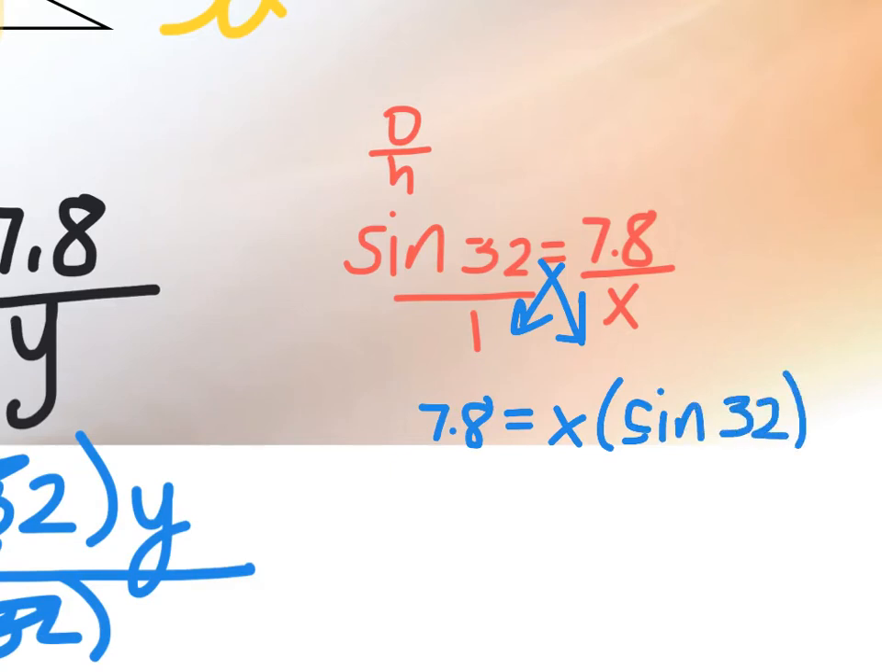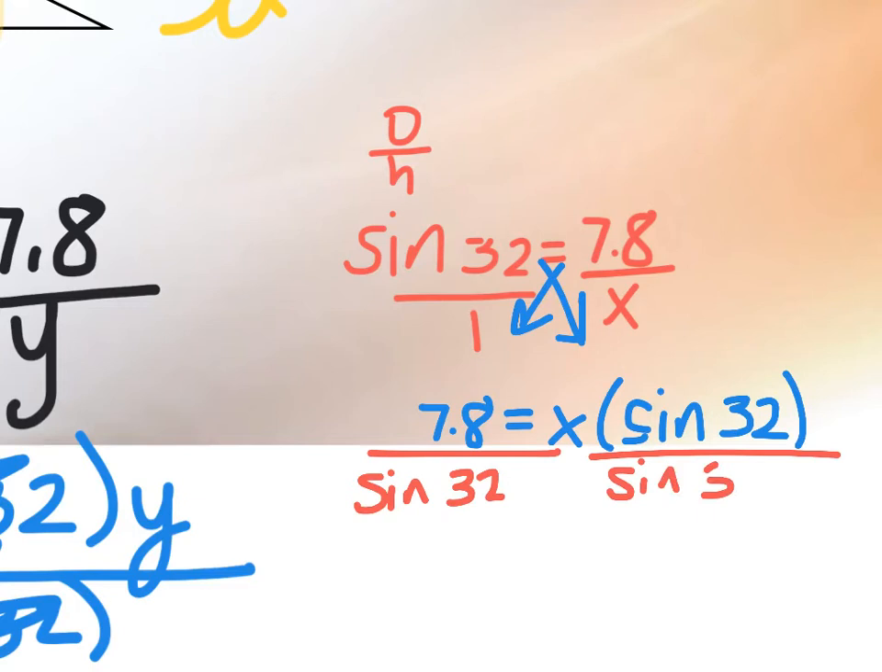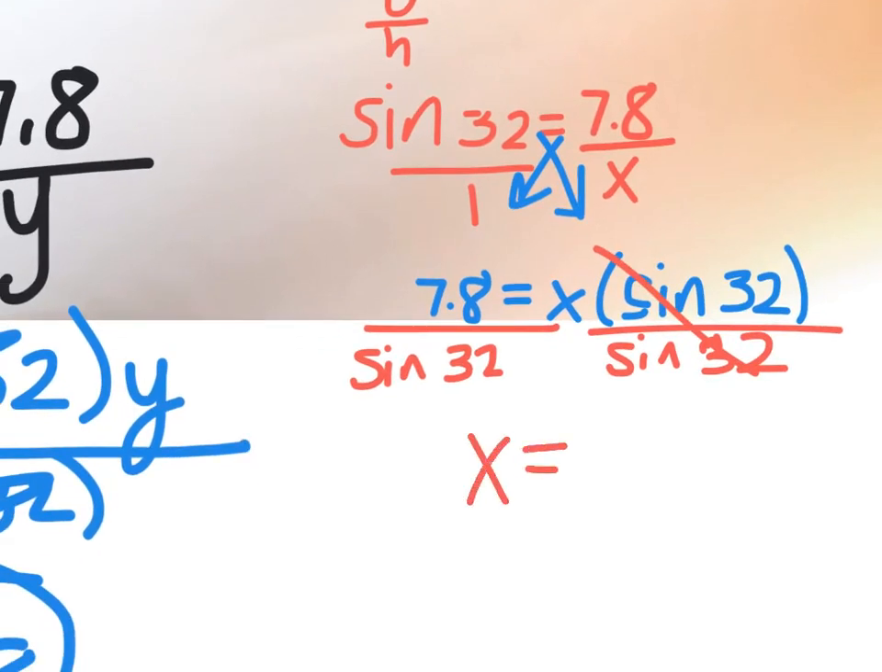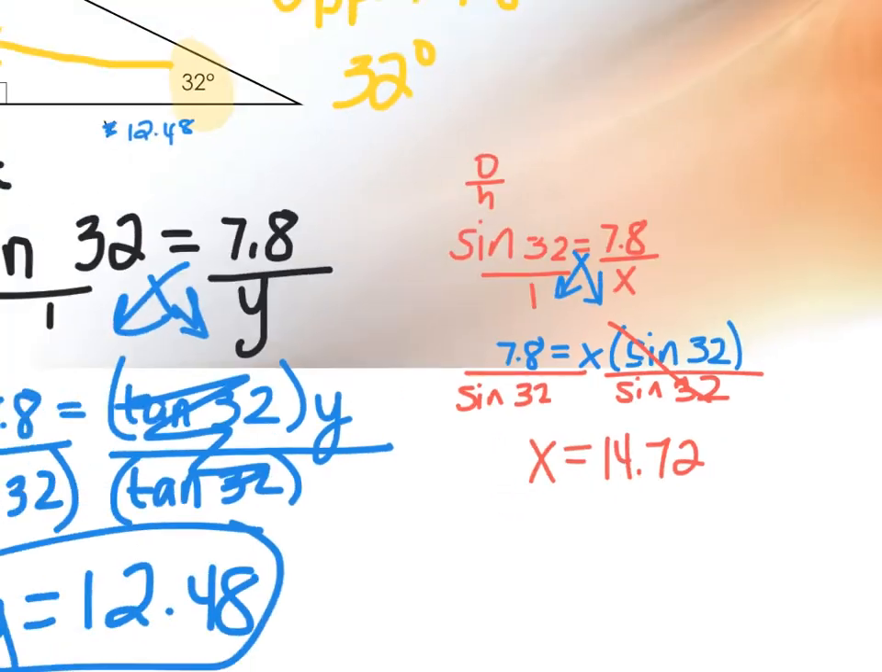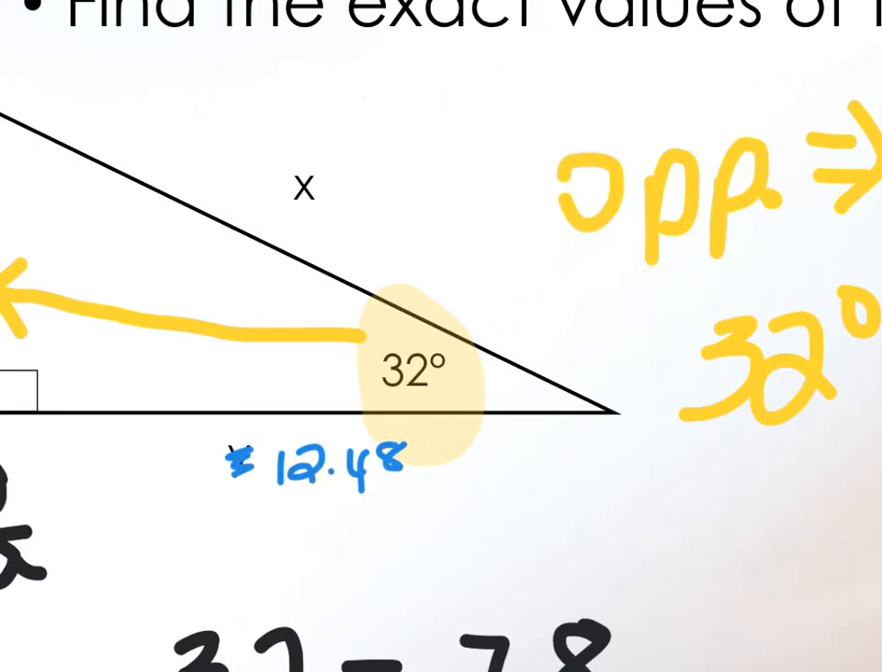How do I get x all by itself? Divide by the sine of 32. This is why it is so important that your calculator is in degree mode. What is 7.8 divided by sine 32? 14.72. Yes. Okay.